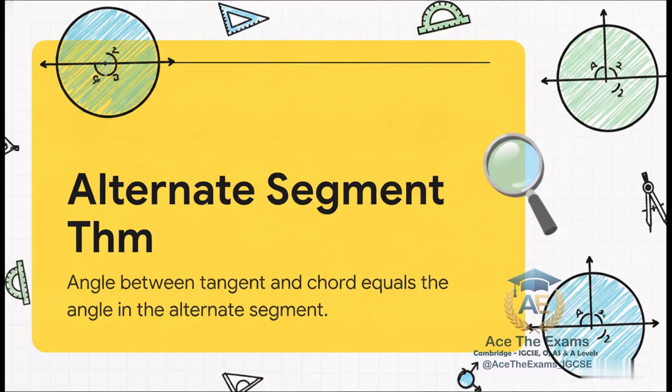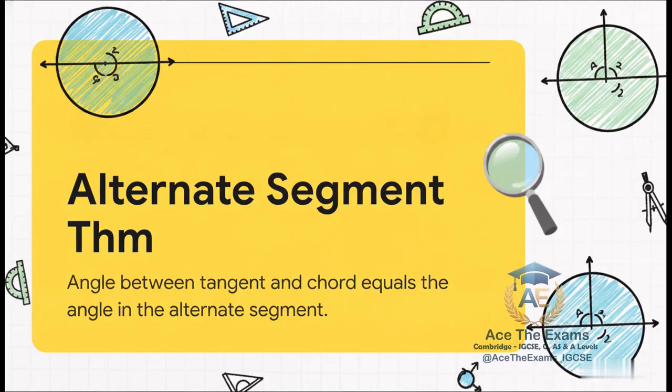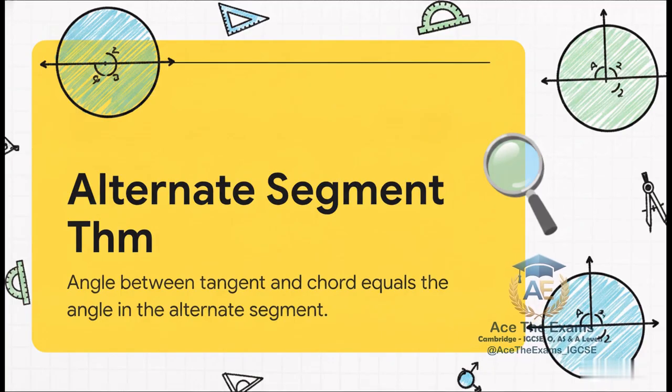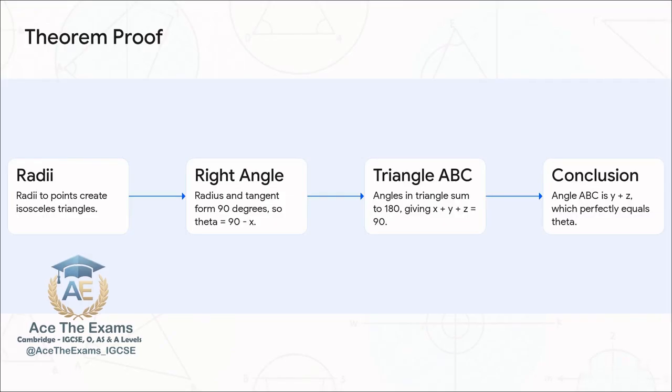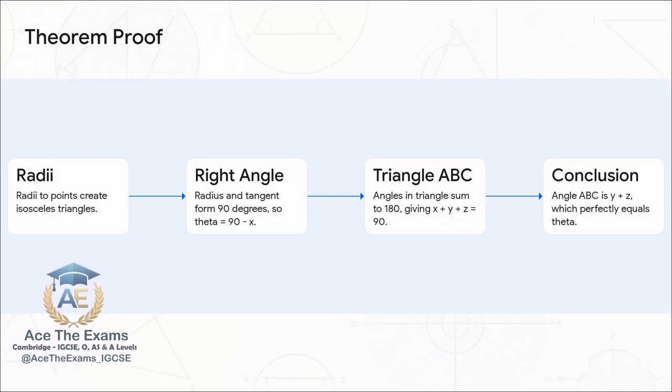That's your chord. The theorem basically says that the angle wedged right there between the tangent and the chord is perfectly equal to the angle formed anywhere in the opposite or alternate segment of the circle. In plain terms, angle BAX is exactly equal to angle ACB. But why? Let's break it down so you never have to guess again.